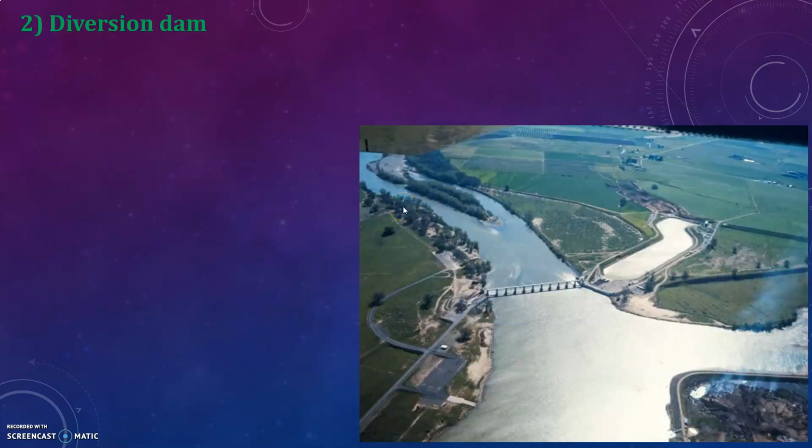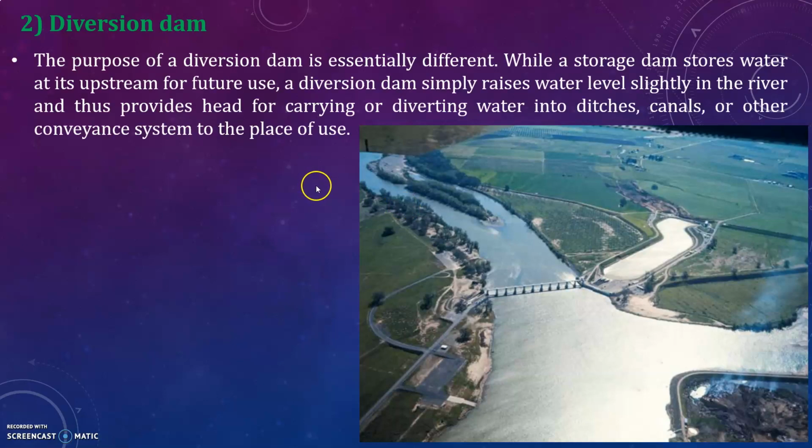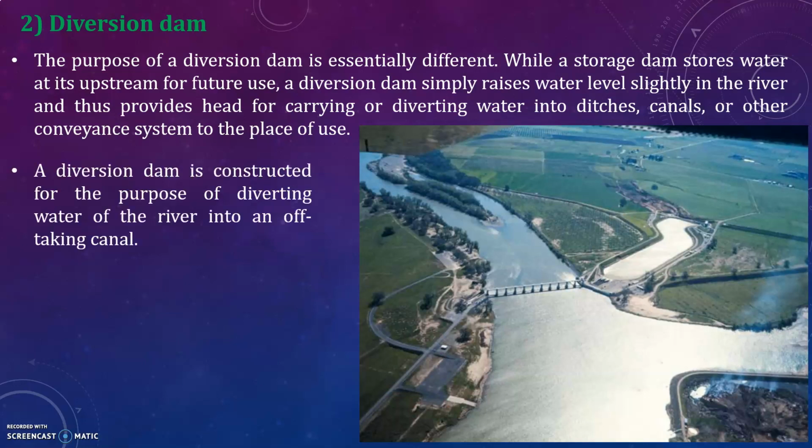Second one is diversion dam. The purpose of a diversion dam is essentially different. While a storage dam stores water at its upstream for future use, a diversion dam simply raises the water level slightly in the river and thus provides head for carrying or diverting water into ditches, canals, or other conveyance systems to the place of use. A diversion dam is therefore of smaller height and no reservoir is formed to store water.